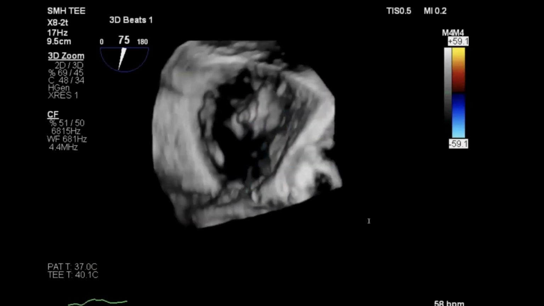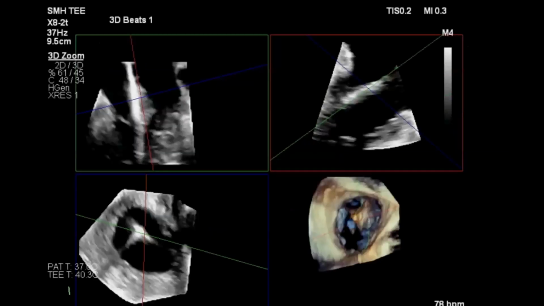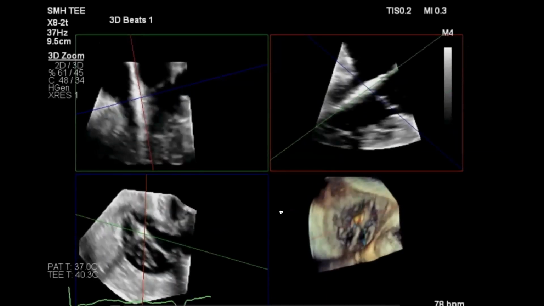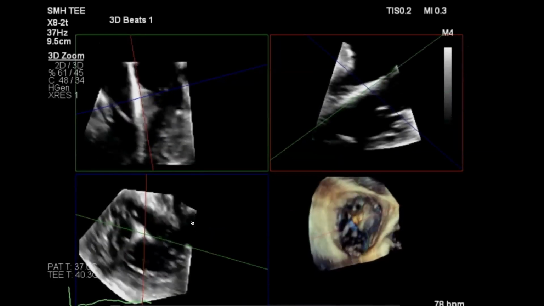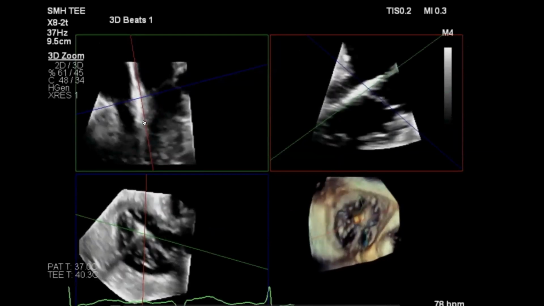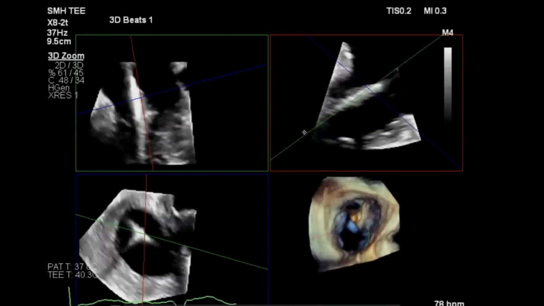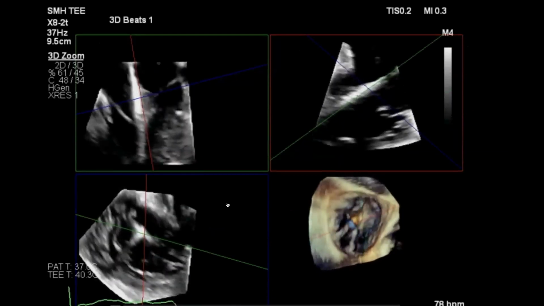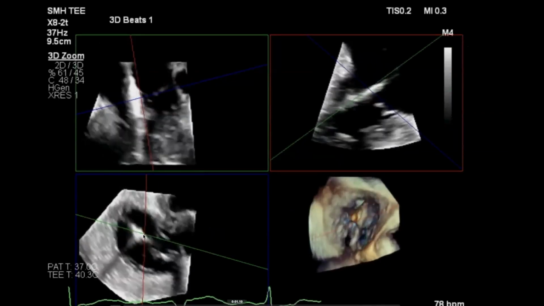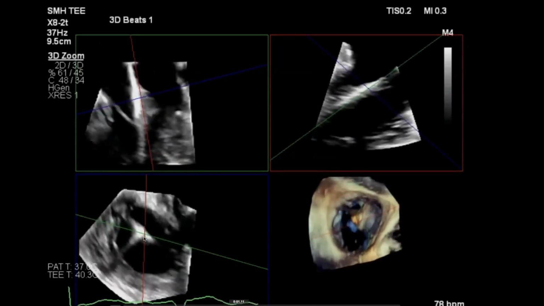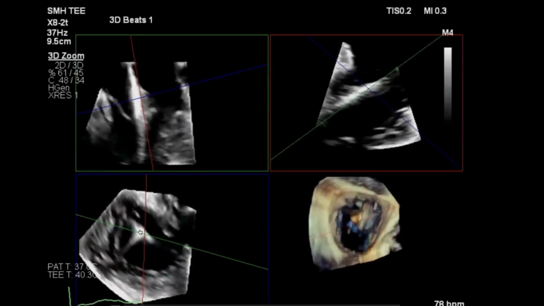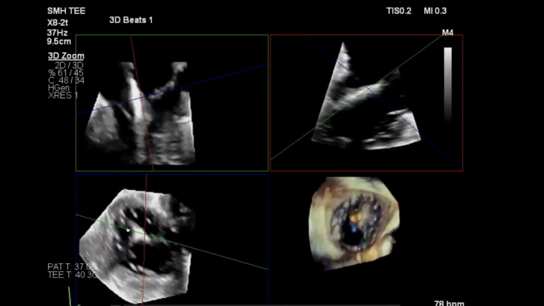So the next tool we use in TEE is MPR. This can be very helpful. In this MPR setup, as you can see, the axes are unlocked. We have placed the red axis directly along the lead. We've placed the green axis as well directly along the lead. And if you look in the bottom left here, we try to orient the axis so that we look at the potential area of interaction. So here is the lead and the posterior leaflet.